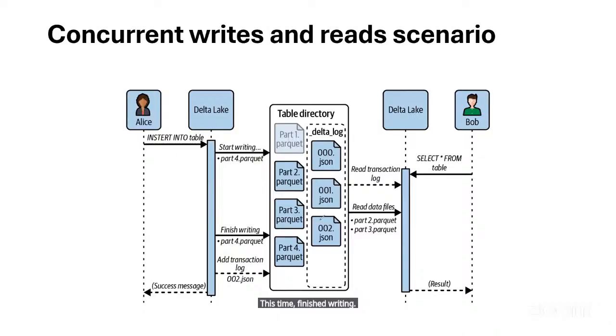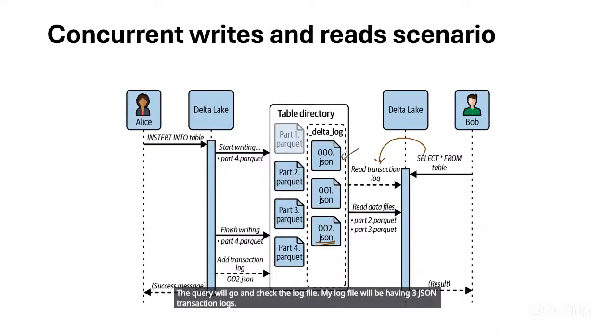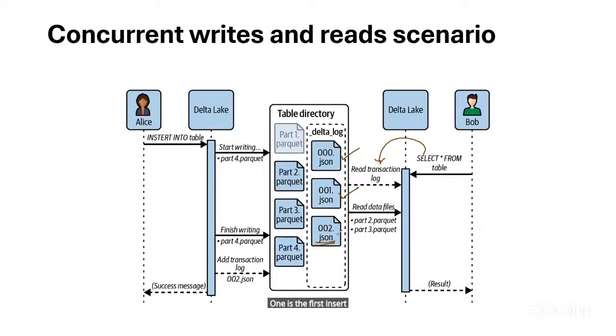So this another transactional log file will be available. When he requests everything from the table, tries to read everything from the table, the query will go and check the log file. Now the log file will be having 3 JSON transaction logs. One is the first insert, this is related to update, and again an insert happened. So it will get all the data result.